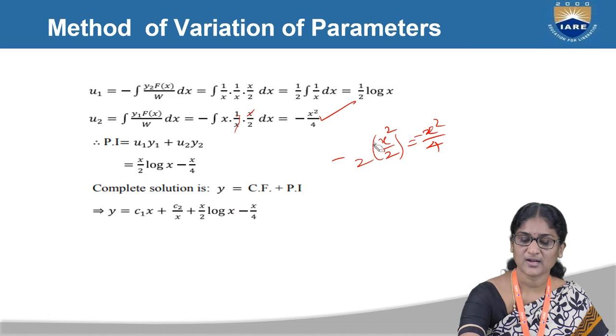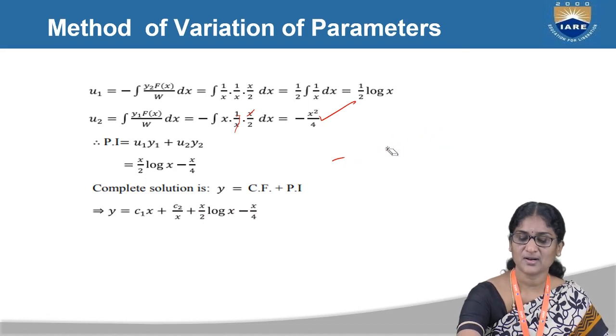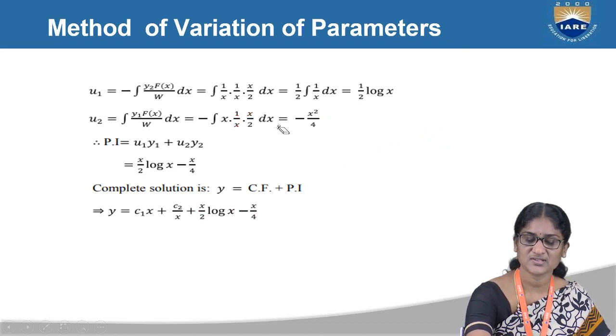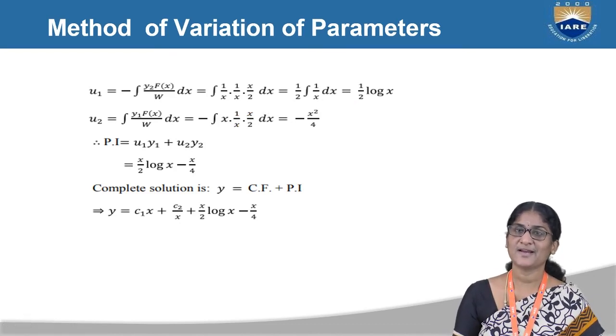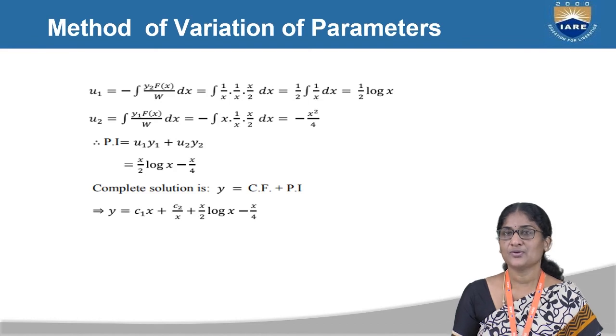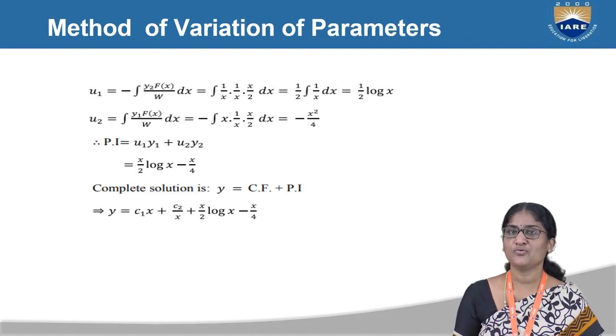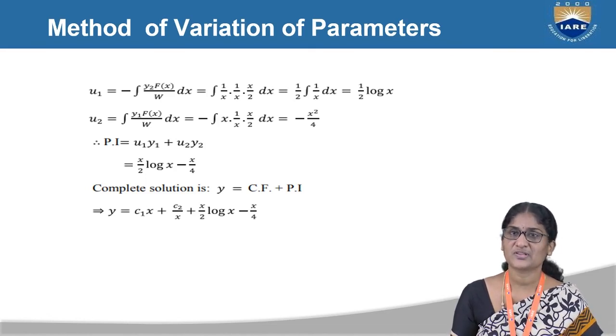This is how we can find the solutions of second order differential equations by using the method of variation of parameters. I'll repeat once again. First, you have to rewrite the given equation in the general form and identify the values. First find the complementary function, then find the Wronskian value, then the particular integral. Add the complementary function and the particular integral, and we get the solution by using the method of variation of parameters.